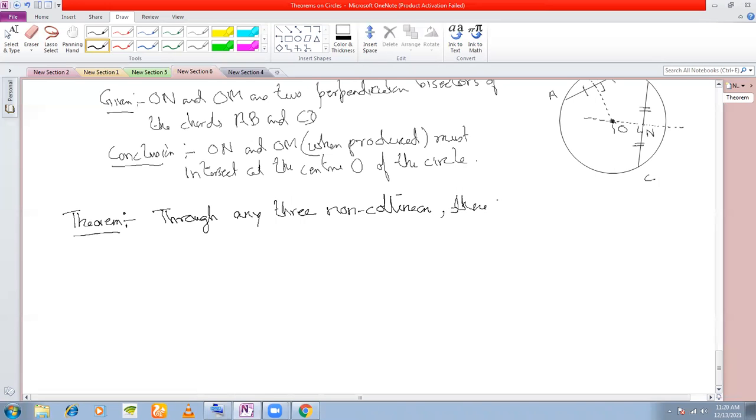there is exactly one circle passing through them. That means if I give you any 3 points that are not on a straight line, then you can say that I can draw a circle through these 3 points. So if I give you 3 points on the plane, then through these 3 points I can draw exactly one circle. Okay, that is a theorem.